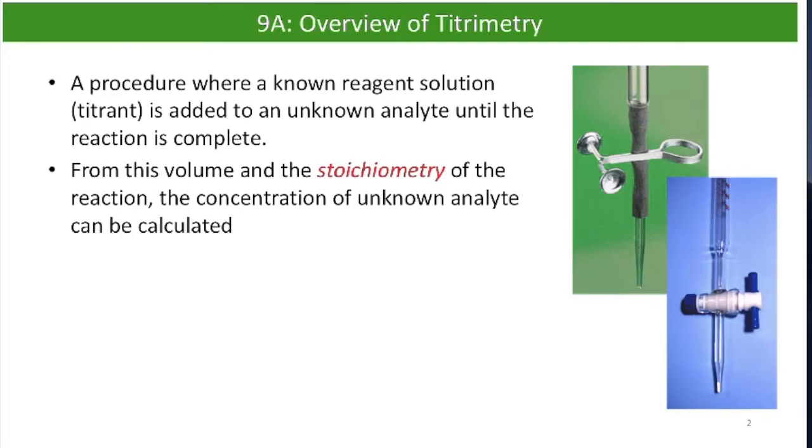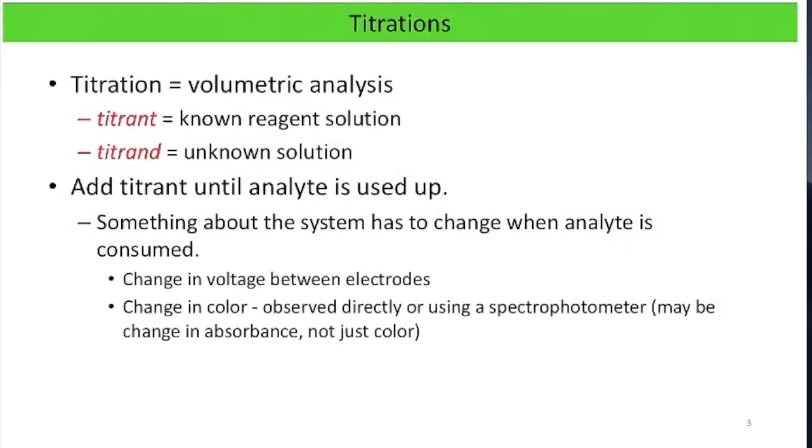unknown concentration. So in any titration, whether it's acid-base or complexometric or redox, we will be adding the titrant until the analyte is used up. And we need to know when that happens. So something has to change in the solution in order for us to know when that reaction is complete. It could be the change in color of an indicator, it could be the change in voltage between electrodes, or it could be something like the presence of a precipitate. But something has to change in order for us to know when the reaction is complete.